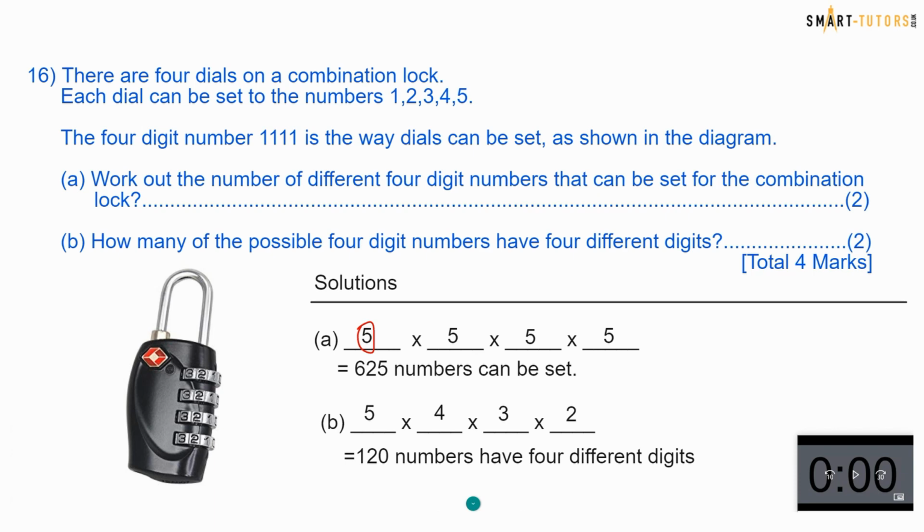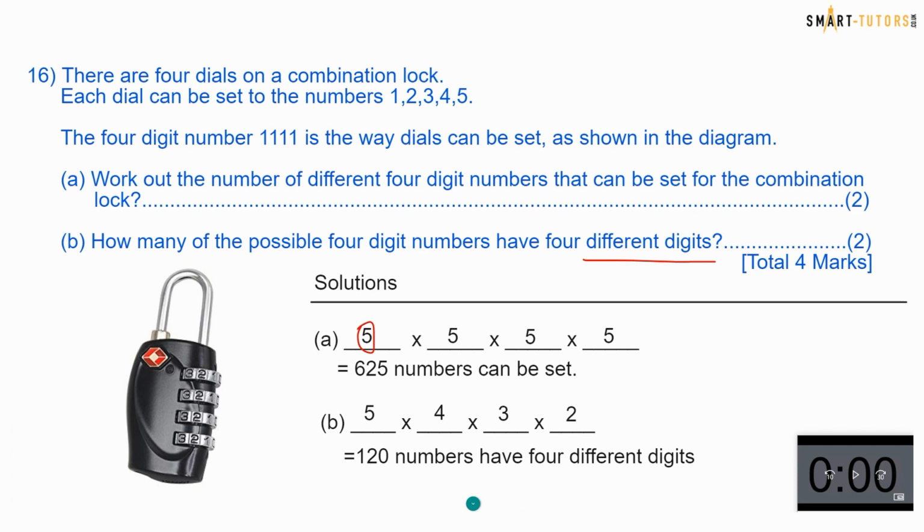5 to the power 4, we know, is 5 times 5 is 25. 25 times 5 is 125. 125 times 5 is 625 numbers can be set. Now, if they ask for different digits, that means if you take one of the numbers, let's say 2, you can't set the 2 on any of the other spaces.